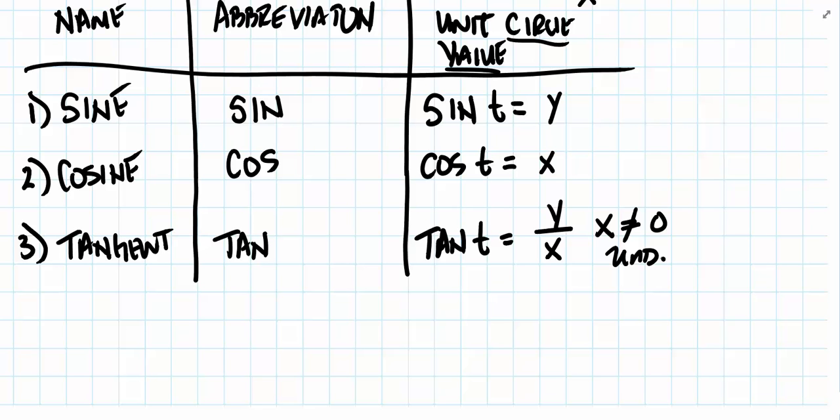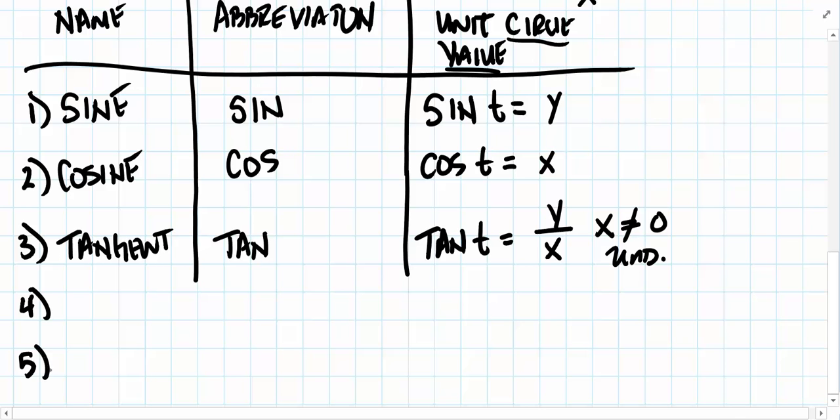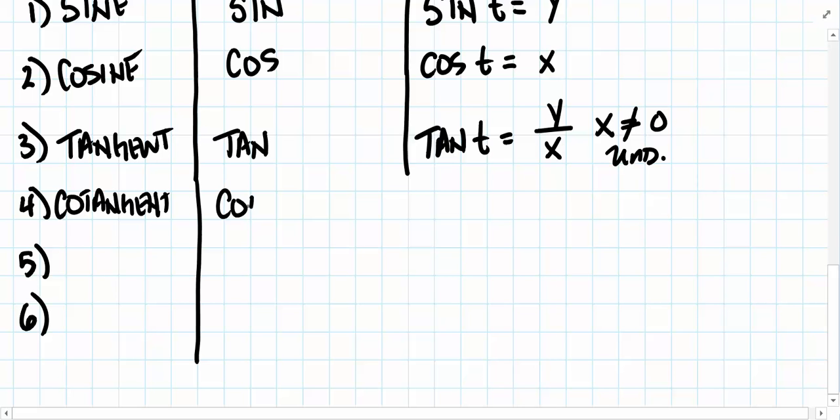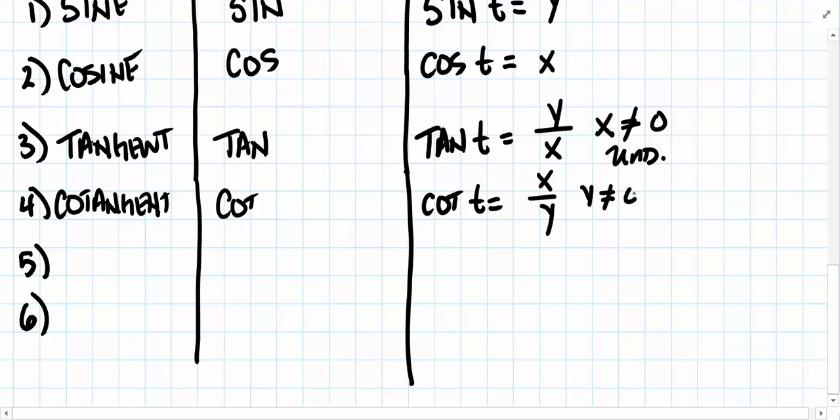Okay, there are 3 more: 4, 5, and then 6. We're going to go with cotangent. Sometimes books call that arctan, but our book just calls it cotangent. So the abbreviation is going to be COT. Please don't say cot. It's cotangent. And then the cotangent of angle T is going to be defined as x over y, provided that y does not equal 0. If it is, we call it undefined.